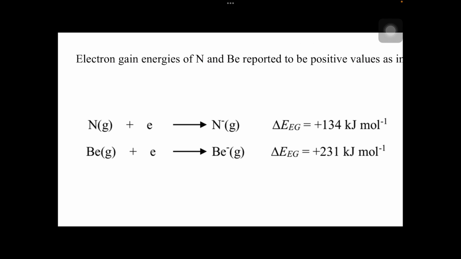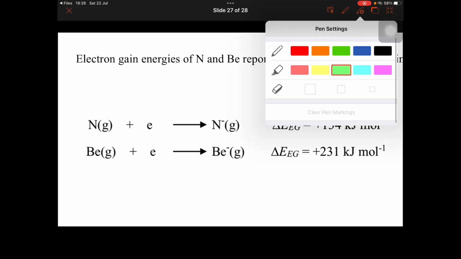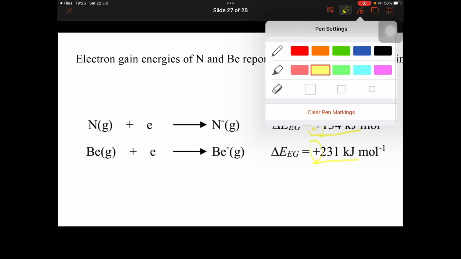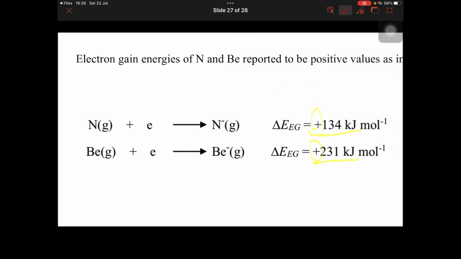Now, let's look at one example, but there is some kind of a difference. Usually we said the electron gain energies are supposed to be negative values, but here you can see positive values for nitrogen and beryllium. So let's see why. Nitrogen's electronic configuration is 1s2, 2s2, and 2p3. And beryllium is 1s2, 2s2.